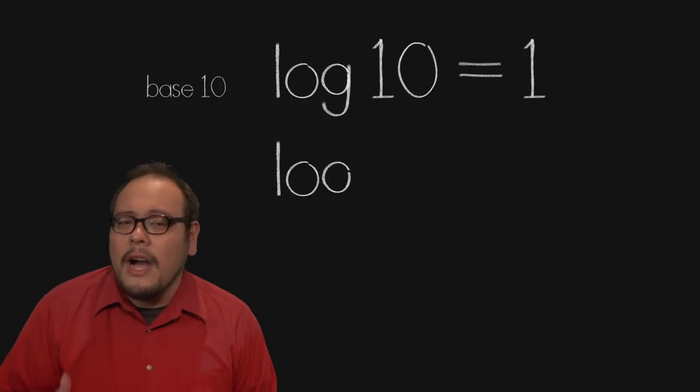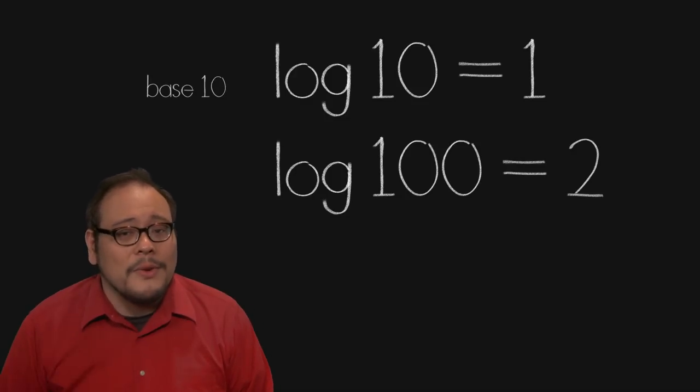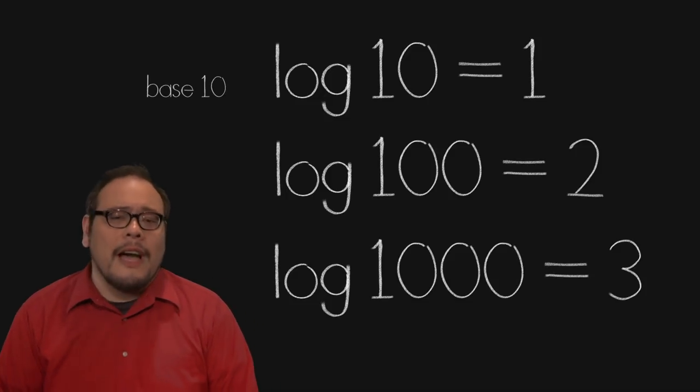The log of 100 is 2 because 10 to the second power is 100. The log of 1,000 is 3 because 10 to the third power is 1,000, and so on. Logs make working with exponential scales easier, which is why they're so useful in this discussion. But let's not get too hung up on the math.